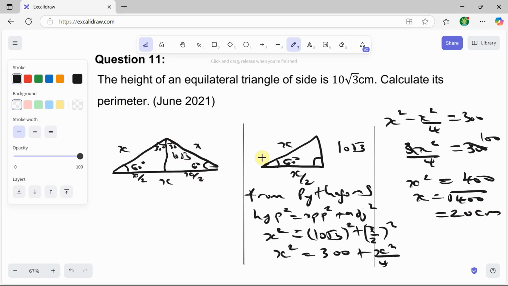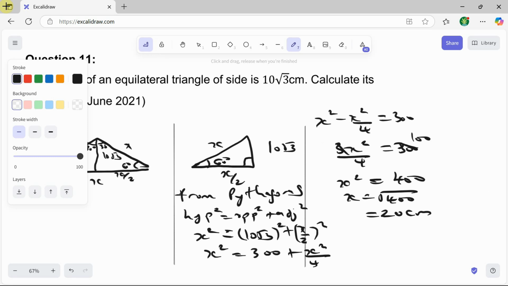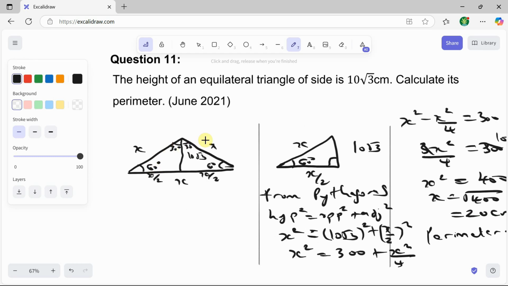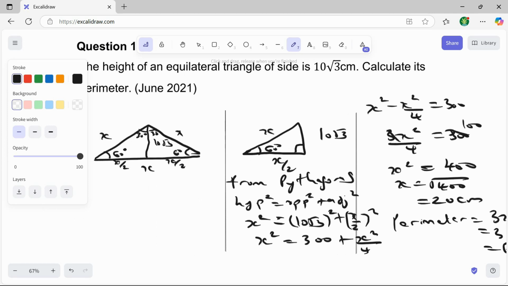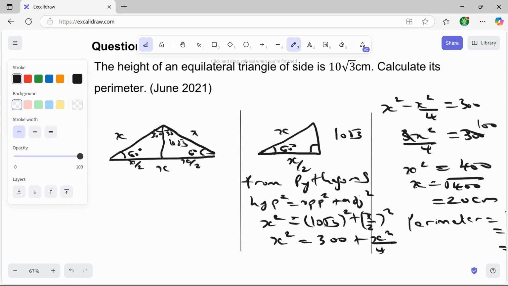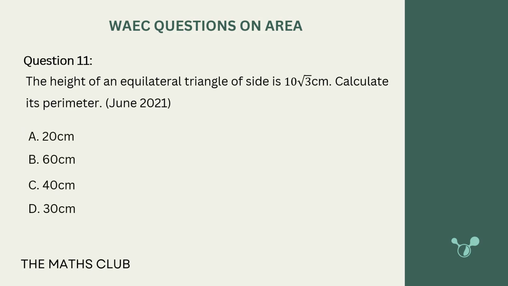To find the perimeter, therefore, we could just say that the perimeter is equal to 3x. This side plus this side plus this side, and that will be equal to 3 times 20 centimeters, which is 60 centimeters. Basically, this is our answer to this question. Let's see if we're correct. That will be option B.